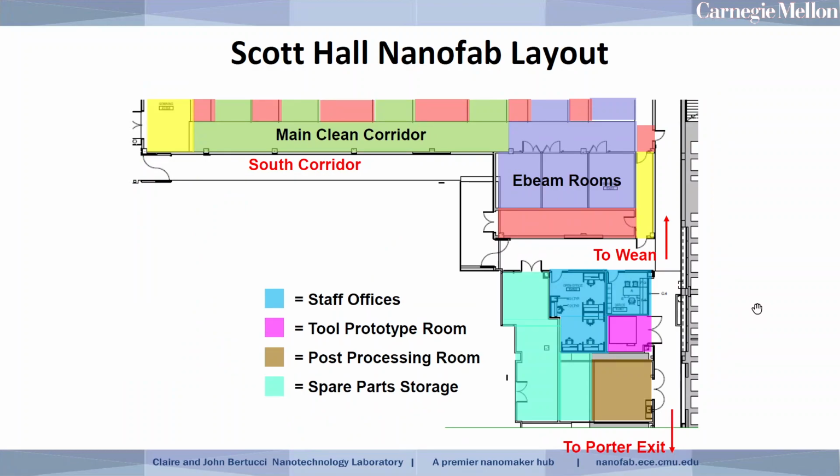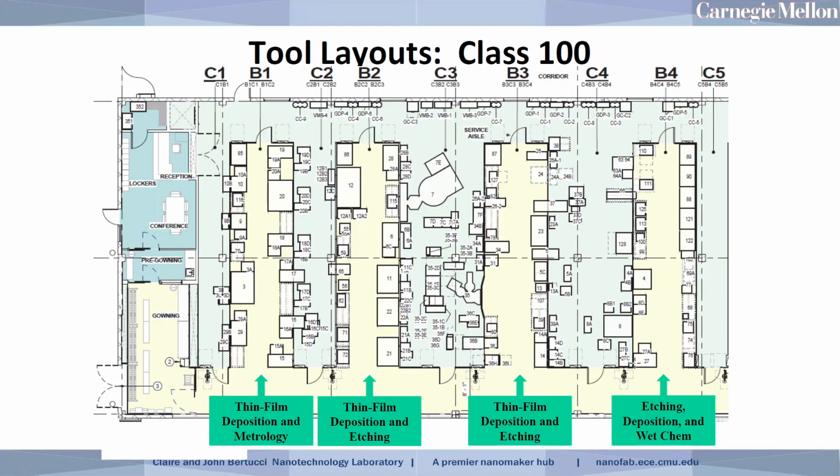If we were to pan down, you'll see some of our spaces that are outside the lab. So we have staff offices here. Matt Monick, our executive manager, his office is here on the corner, and the rest of us share a space here directly adjacent to his office. This whole area here in teal is our spare parts storage. And then we have 2 rooms just around the corner from the offices where we have a tool prototyping room and a post-processing room.